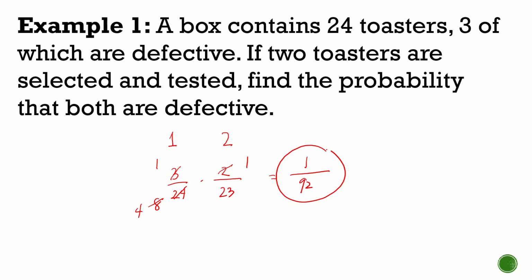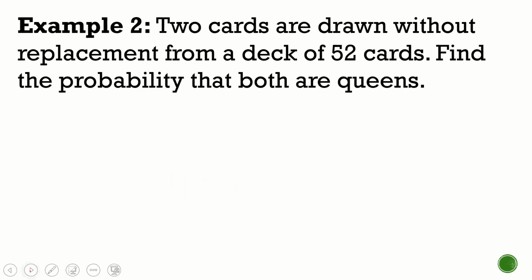But if you don't know how to simplify fractions, you might as well just multiply 3 times 2, and that gives you 6, and 24 times 23, that will give you that answer, and then simplify it because we want to make sure that the answer is in simplified form.